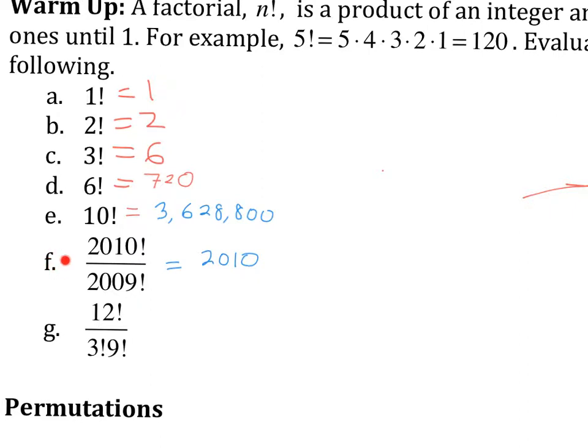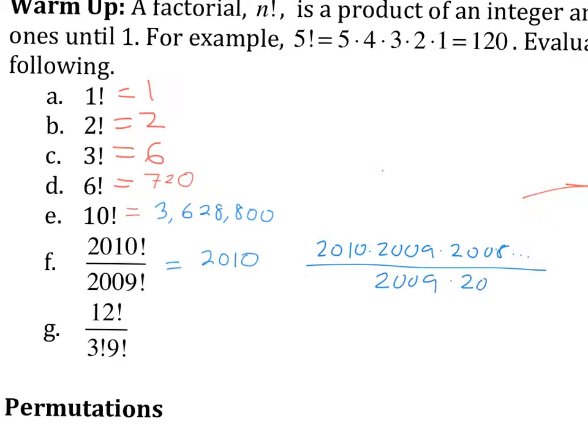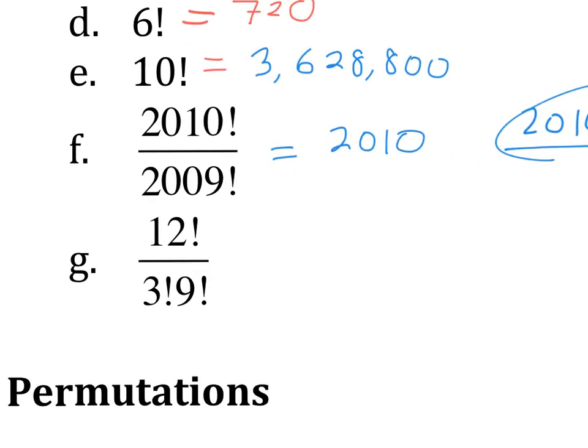So if we want to evaluate what this looks like, remember that it's 2010 times 2009 times 2008, etc. Now I'm not going to write them all out. 2010 times 2009 times 2008. Now notice that all of these drop out except for the 2010. Exactly. Okay, now same thing here.